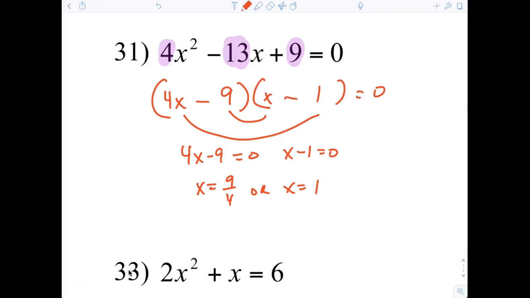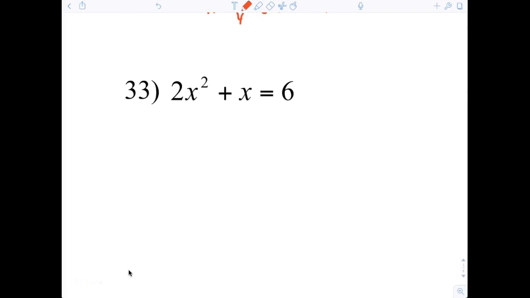All right, 33. Now here's where we have to say it's not equal to 0. We have to make it equal to 0. So to set it equal to 0, we simply take the 6 and we move the 6 over. So it's positive 6 on the right. So on the left, it's going to be 2x squared plus x minus 6 equals 0. And now it should be easy to factor.